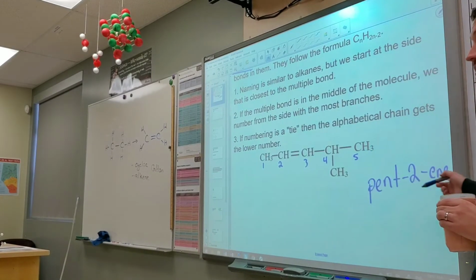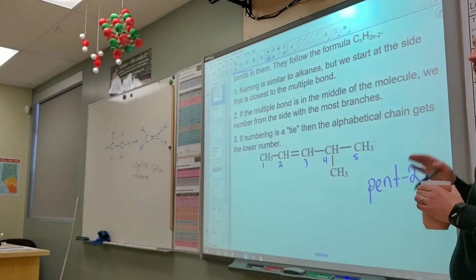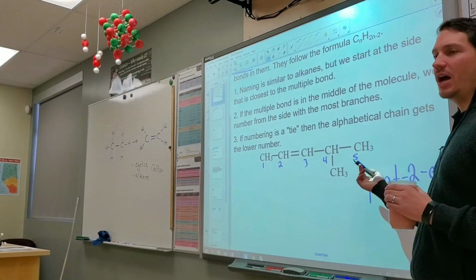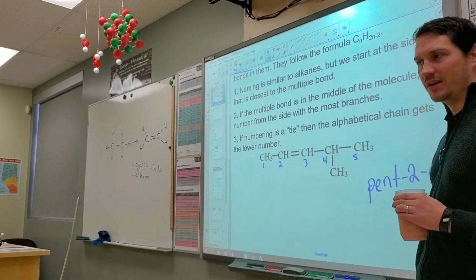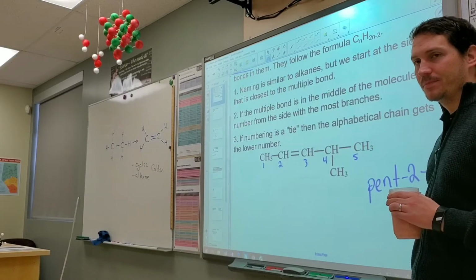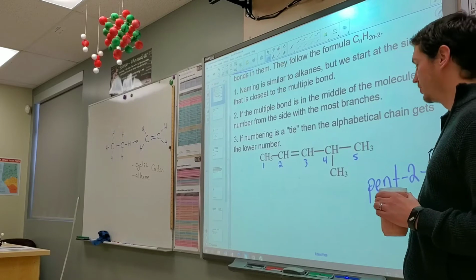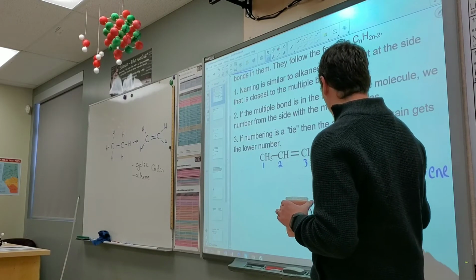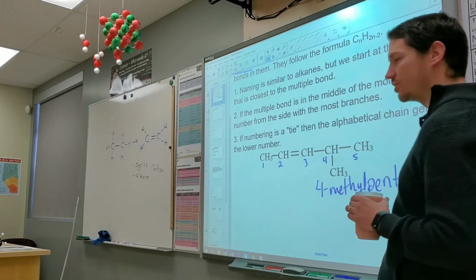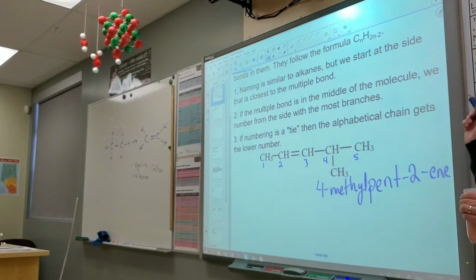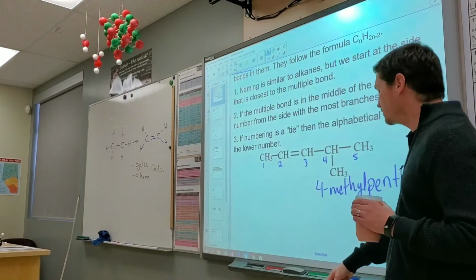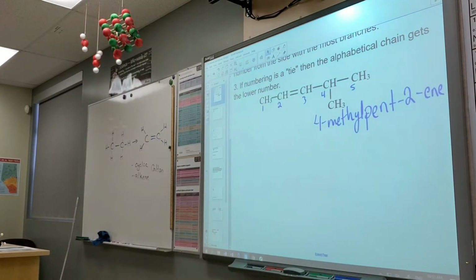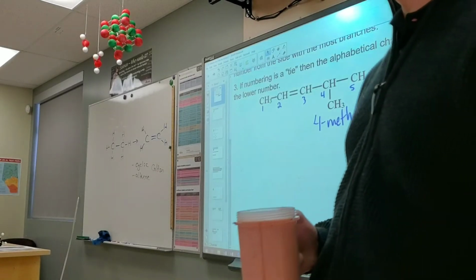So this is just describing the parent chain so far. We haven't touched anything related to the branches, but what's the only branch that's on here? A 4-methyl group, right? So we're going to say 4-methylpent-2-ene. No spaces, all one word. So far, all of our organic names, none of them have had spaces in them. They've all been one giant word.